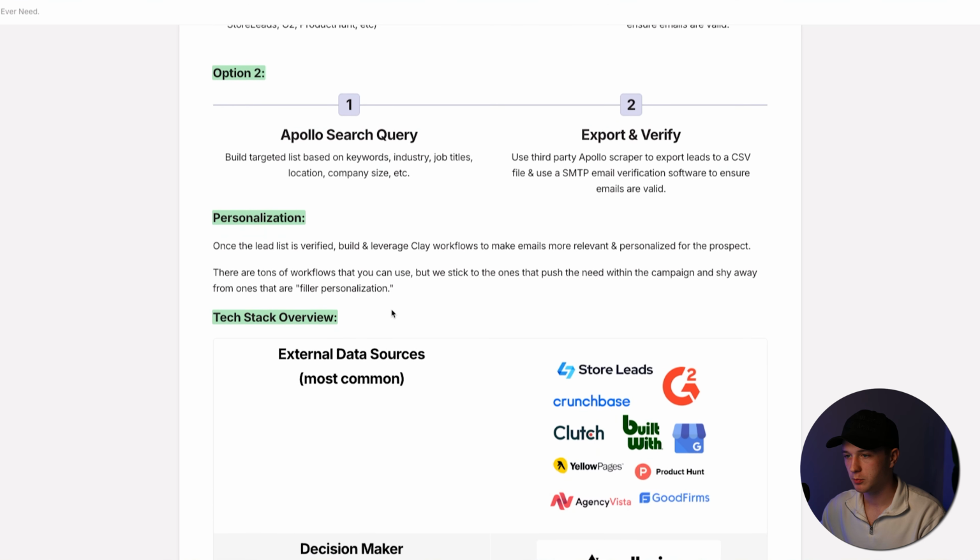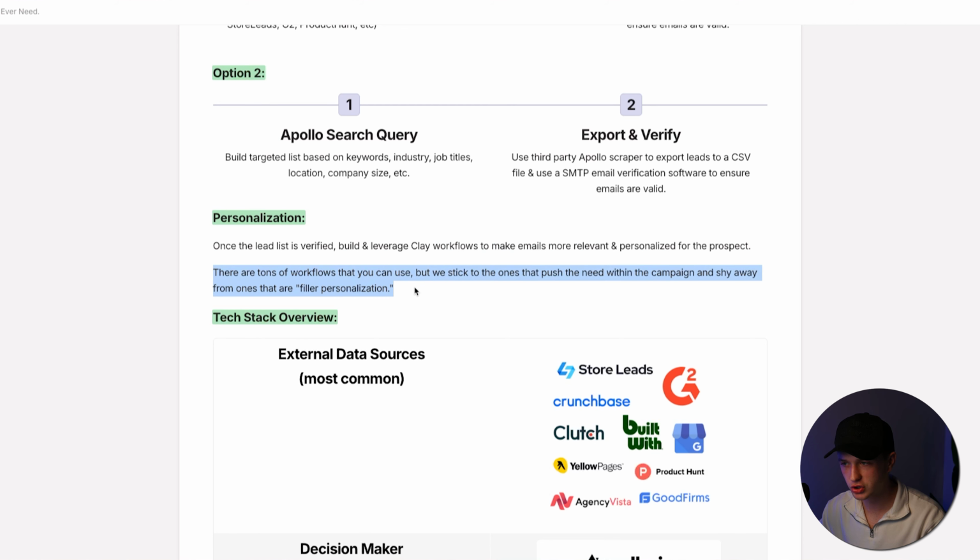So that's that. Personalization: once the lead list is built, exported and verified, you're able to leverage Clay workflows to make the emails more relevant and personalized. Like I was saying, you are able to make personalization at scale happen with Clay. So instead of picking between high volume or high personalization, you're able to do both.